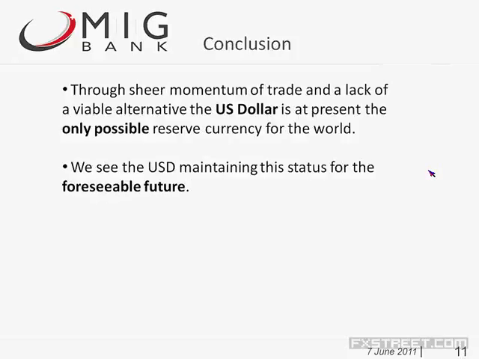So the conclusion is that just through sheer momentum of trade and a lack of a viable alternative, the US dollar is at present the only possible reserve currency for the world, and we actually see the US dollar maintaining that status for the foreseeable future. There just isn't a viable alternative.